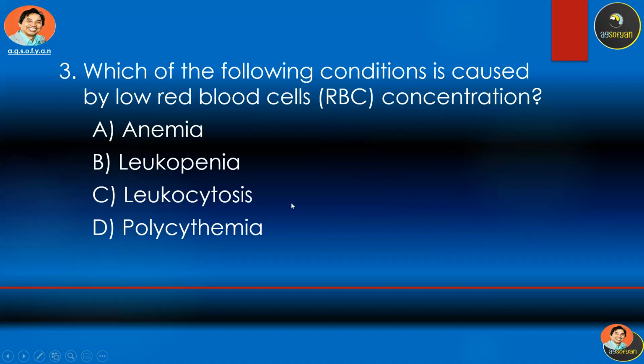Which of the following conditions is caused by low red blood cell concentrations? Choose your answer. Okay, if someone has low red blood cells, it means that he has anemia. So anemia is usually caused by a lower concentration of red blood cells and also a lower concentration of hemoglobin, which is carried in the red blood cell.